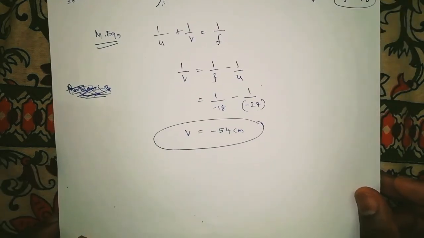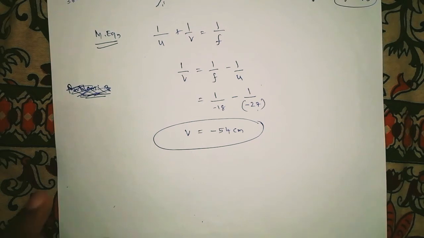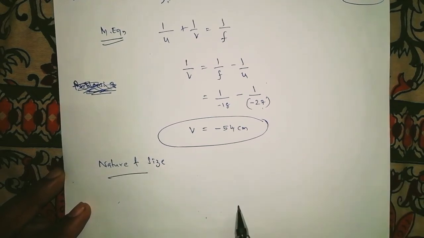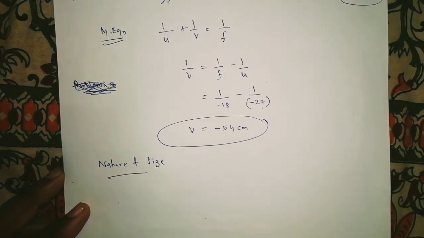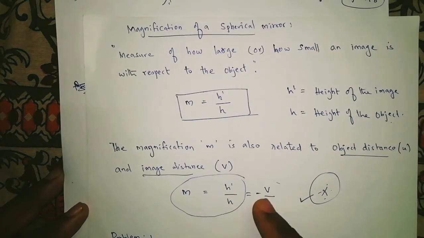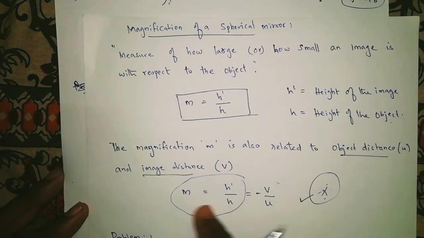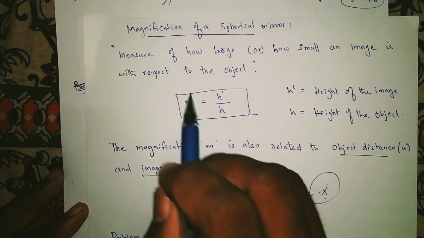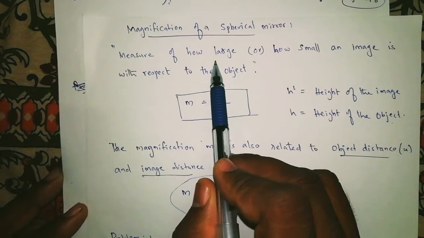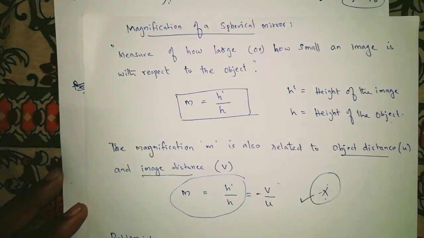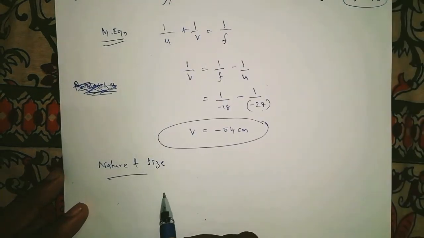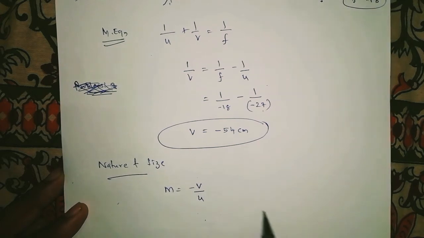What is the nature and size? To find the nature and size, further we need to move. There is another formula that we also learned in the last class: M is equal to h dash by h, that is nothing but minus v by u. We can use this formula to find how large or small the image is. So the formula is m is equal to minus v by u.